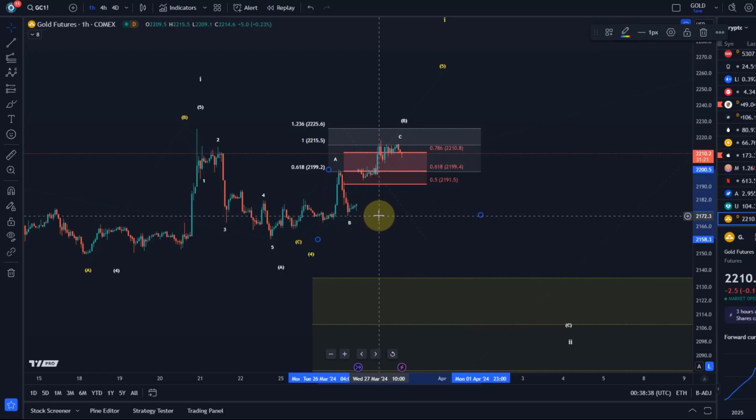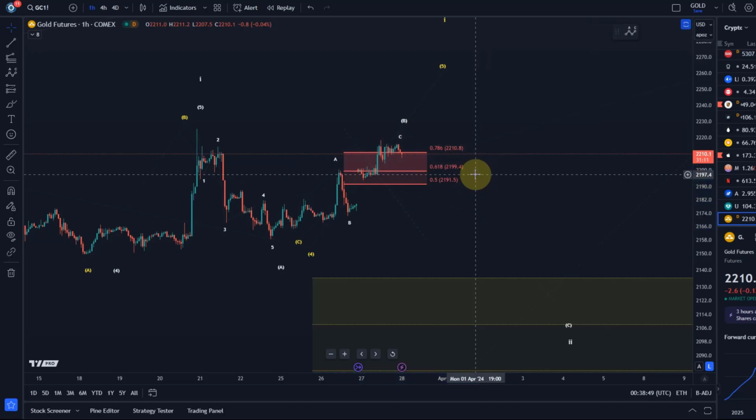But it would take a break below that small B wave low there at 2,172 to confirm that the C wave to the downside has started. So that's the white count, could top at any point, and I prefer the white scenario. However, please be aware that the B wave in general can overshoot so that we get a high B wave. That's always possible and actually quite likely.